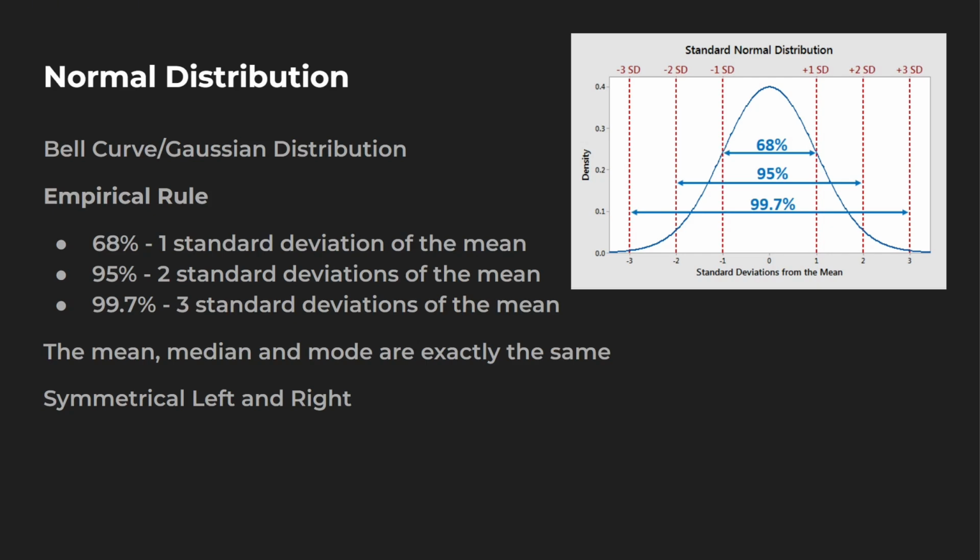So 68% of the data lies between the standard deviation of -1 to 1, 95, which is 2 standard deviations, -2 to 2, and 99.7, that's 3 standard deviations, so -3 to 3. And what you'll find is when you are outside of 3 standard deviations to the left or right, those tend to be outliers. And we're going to cover a little bit of outliers in this video.